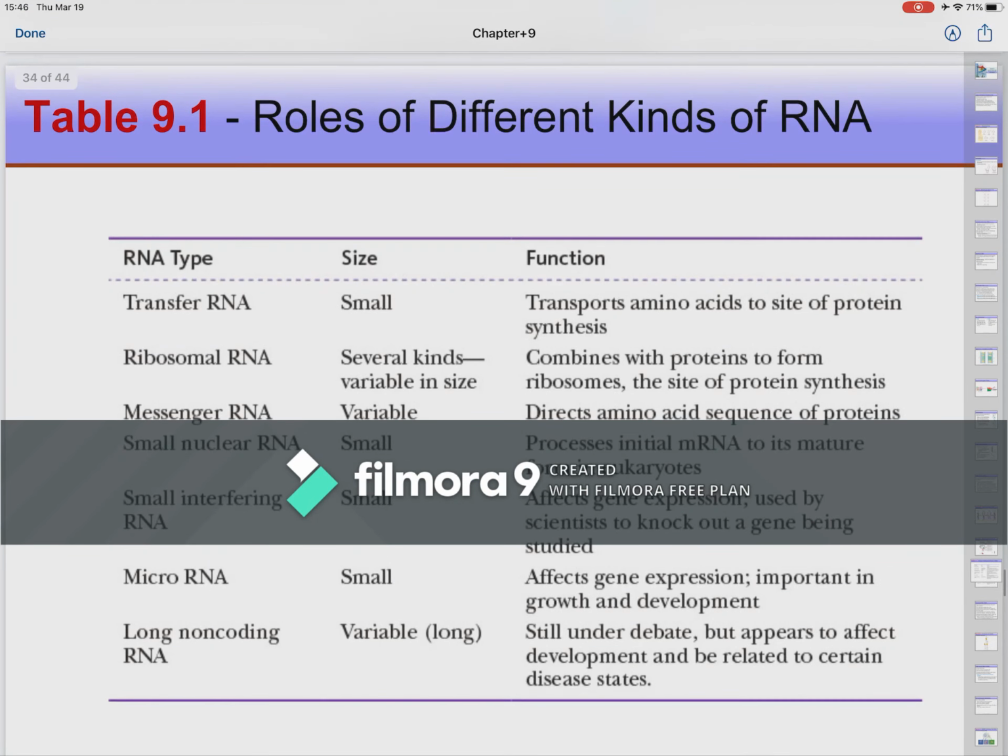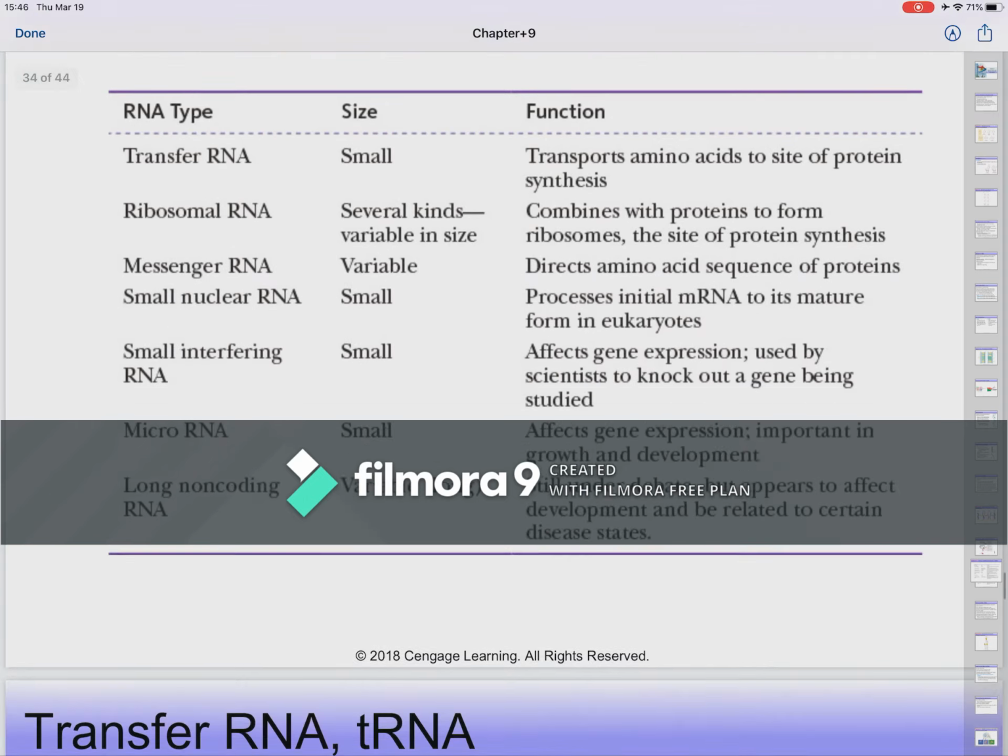So we have a few different types of RNA. We have transfer RNA or tRNA. This is what's going to bring the amino acids into the ribosome to help with the growing peptide. We have ribosomal RNA. This is the catalytic part of the RNA of the ribosome that's going to make the protein. Messenger RNA is that go-between between the DNA and the protein. We have small nuclear RNAs, small interfering RNAs, microRNAs, and long non-coding RNAs that we'll talk about towards the end.